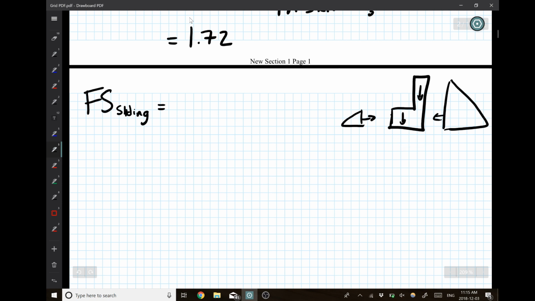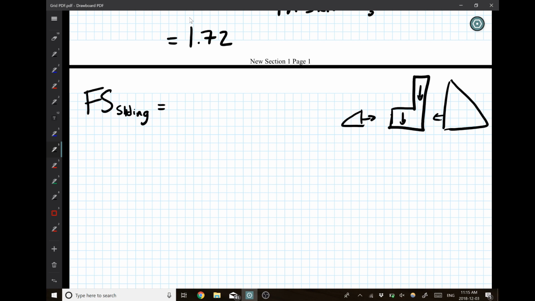So the forces from our passive and our active forces are going to be directly acting on the sliding, but the forces from our normal forces need to be multiplied by some coefficient of friction to figure out what the frictional force acting is.